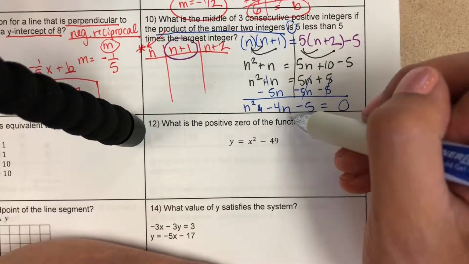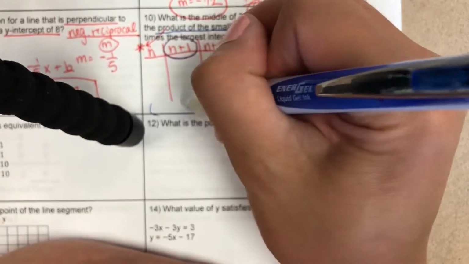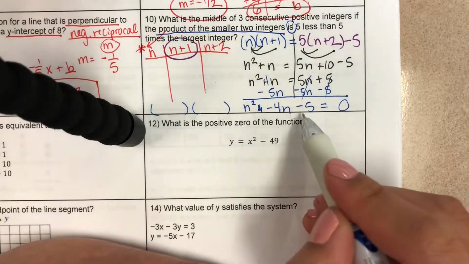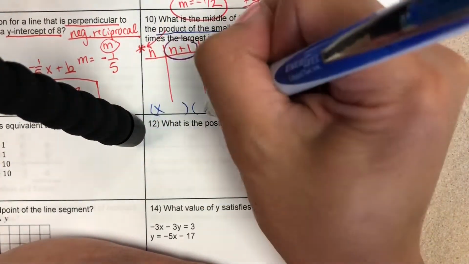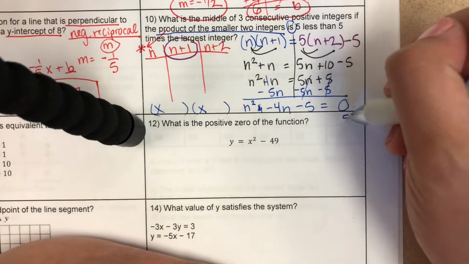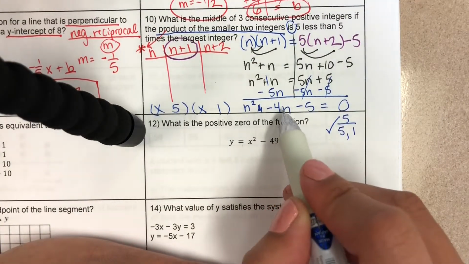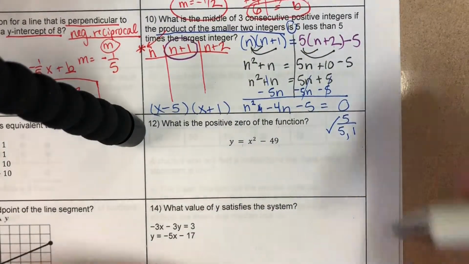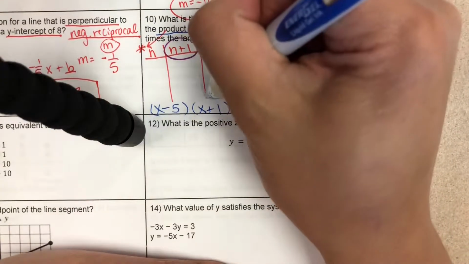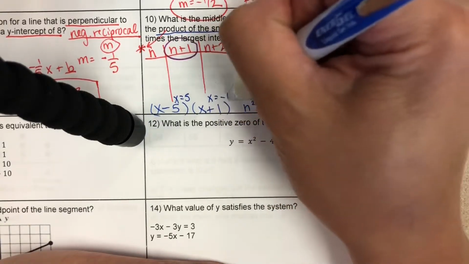Right here, I can figure out what the n values are by putting them into two binomials. So, just like this, I want to figure out what is going to multiply to equal negative 5 and then add to equal negative 4. So I have x in both of these. The factors of 5 are 5 and 1. So I know those are my numbers that need to go in there. And then what signs are going to give negative 4? Negative 5 and positive 1 are going to give negative 4. So these are my answers. So my possible answers for n are x equals positive 5 and then x equals negative 1.